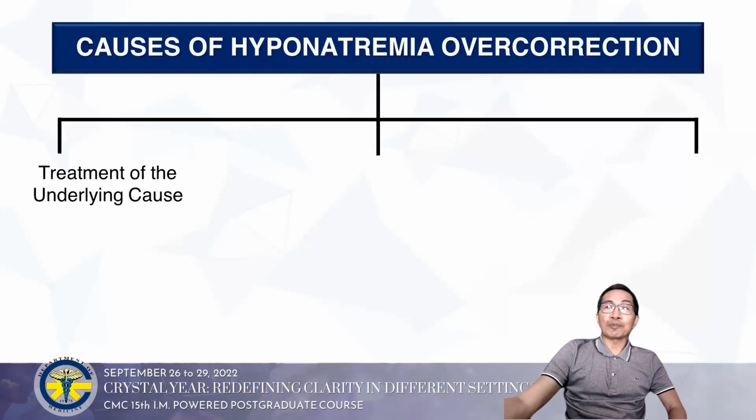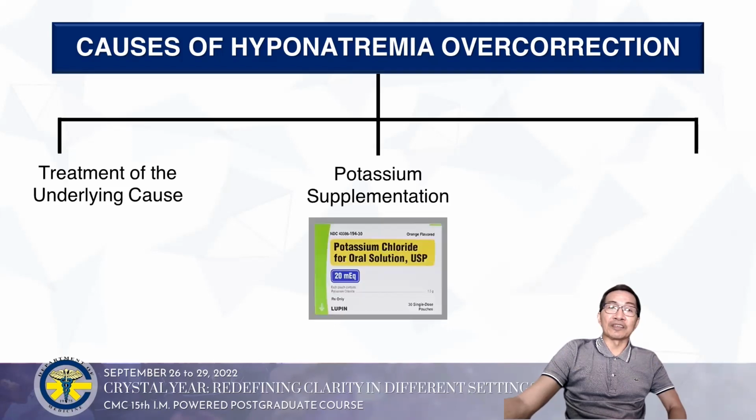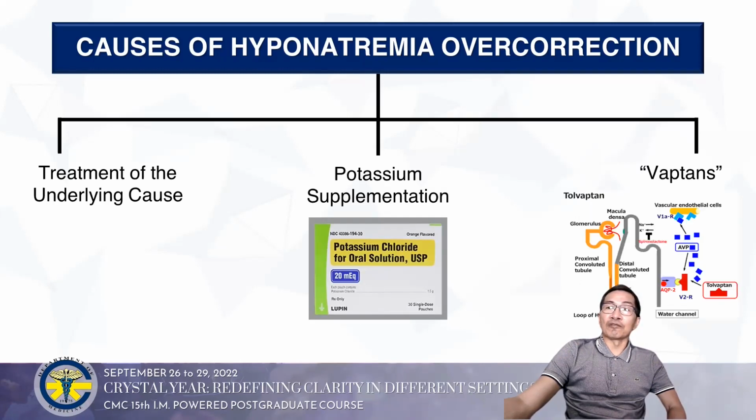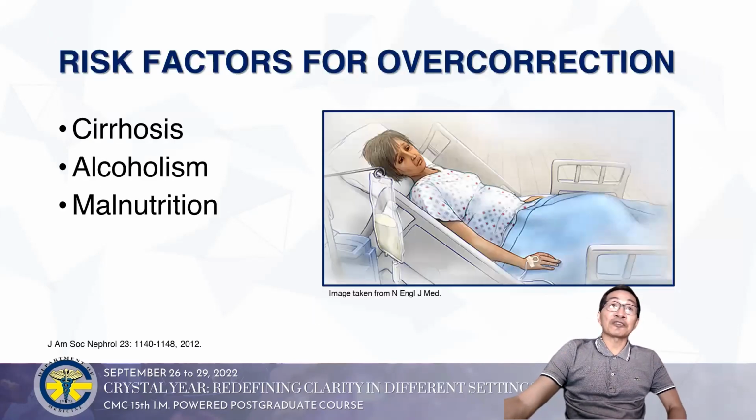So what are the causes of hyponatremia overcorrection? One is treating the underlying cause itself. Okay, so we have to be very particular with what we're treating. Potassium supplementation can also cause overcorrection of hyponatremia, and of course, the use of vaptans, while they are used to correct hyponatremia, improper use of these aquaretics can also lead to hyponatremia overcorrection. Other risk factors for overcorrection are disease entities like cirrhosis, poorly nourished patients, and alcoholism.